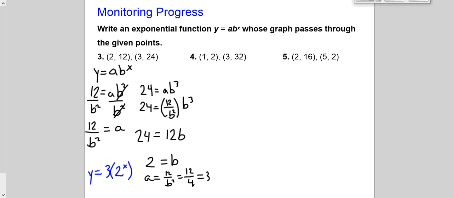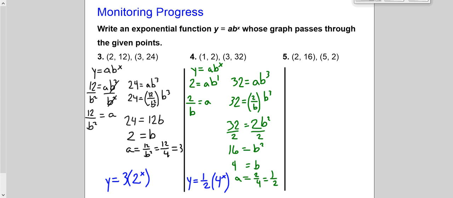Pause and give it a try. All right, there's number 4. Check your answer. Try number 5.